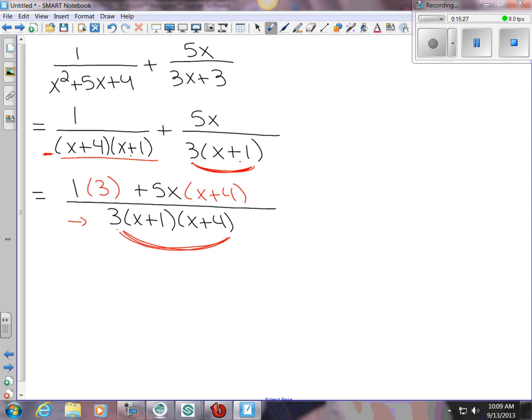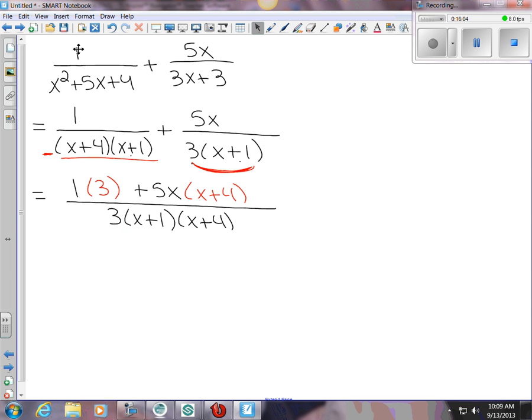So here's how this works, guys. If I have 5x over 3 times x plus 1, right? If I multiply this by x plus 4 and this by x plus 4, does it change it? What's anything over itself? 1. So if I multiply 5x over 3 times x plus 1 by 1, does it change it? So that's why you have to do it to both the numerator and the denominator, okay? Because essentially if those canceled out, I'd be left with what I started with, okay? All right, let's keep going.